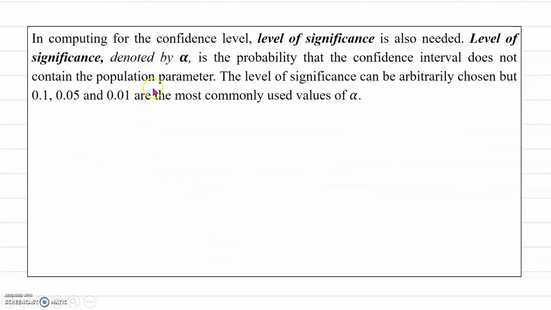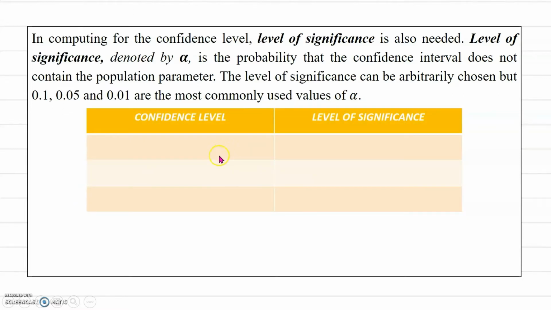So in computing for confidence level, level of significance is also needed. The level of significance, denoted by alpha, is the probability that the confidence interval does not contain the population parameter. The level of significance can be arbitrarily chosen, but 0.1, 0.05, and 0.01 are the most commonly used values of level of significance.